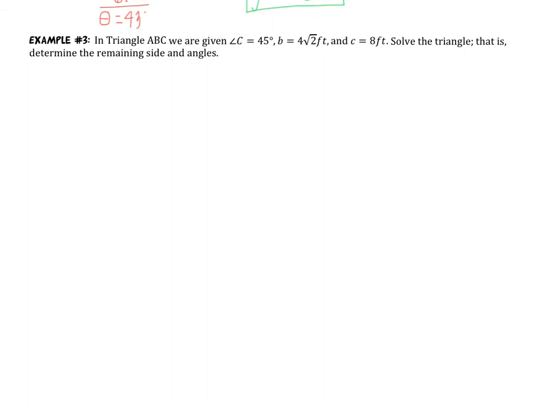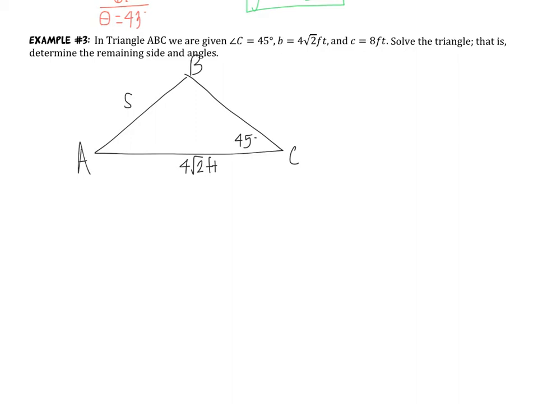Okay, so I'm going to start off by drawing this picture. I'm going to make it like this. Doesn't matter what shape. I wasn't given many angles. But I'm going to call this A, this will be B, this will be C. I know angle C is 45 degrees. I know lowercase b is across from angle B, so this becomes 4 root 2 feet. And then c, which is across from angle C, is 8 feet.